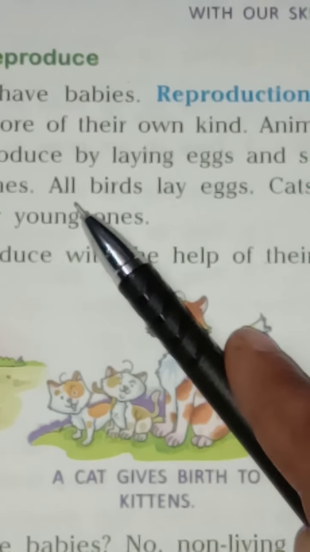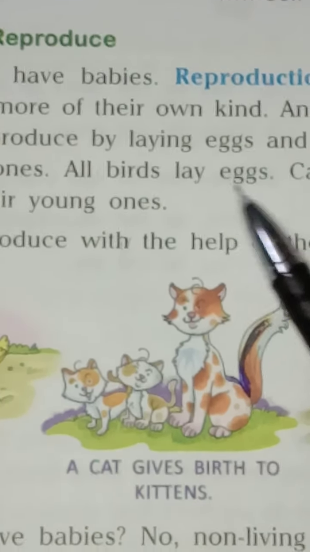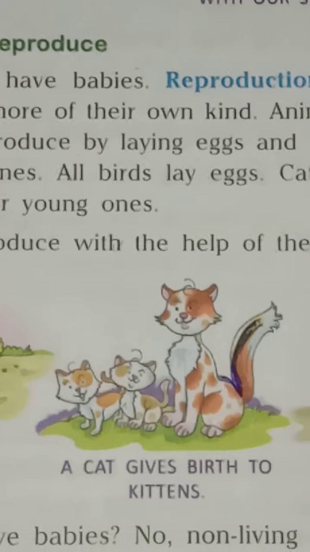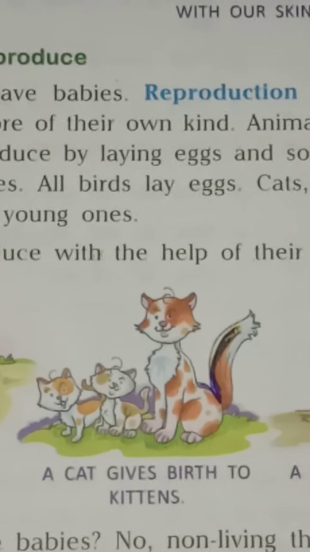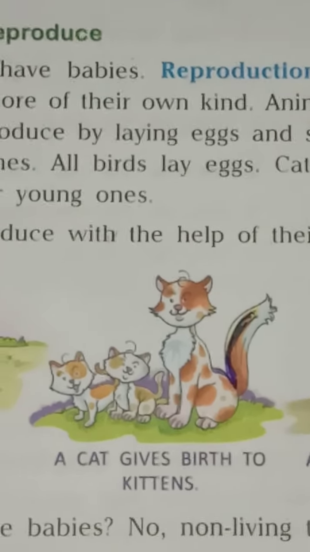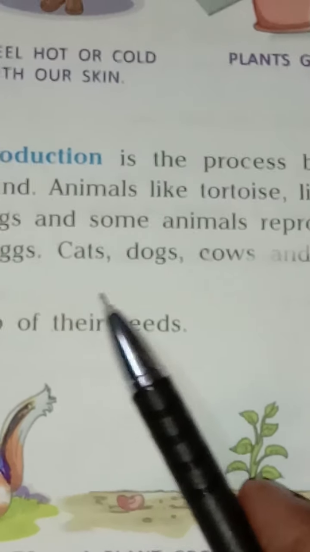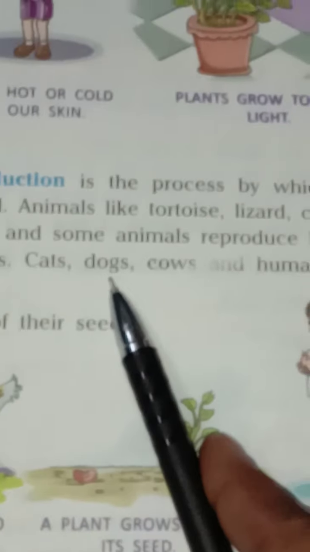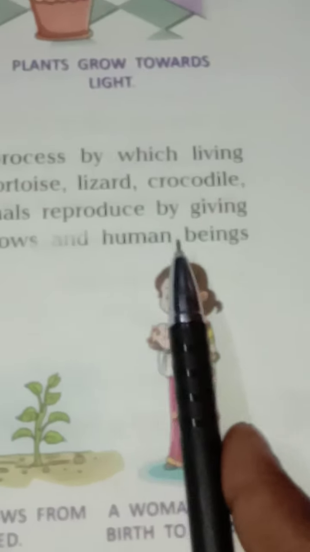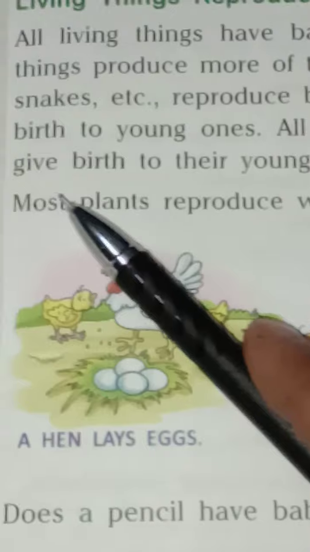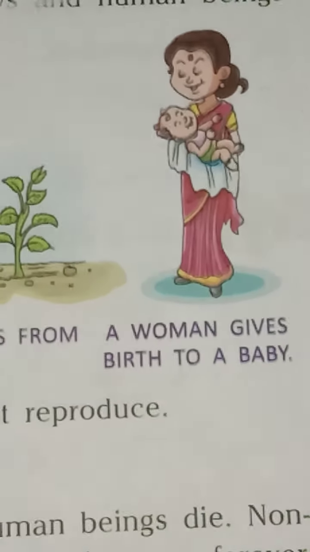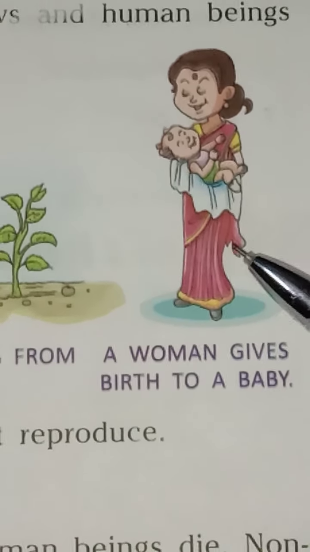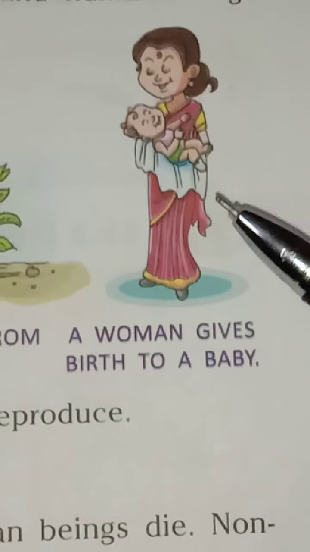Student, all birds lay eggs. Now, all the birds like crow, parrot, pigeon, sparrow lay eggs. Now, cats, dogs, cows and human beings give birth to their young ones. Now you can see here, a woman gives birth to a baby.